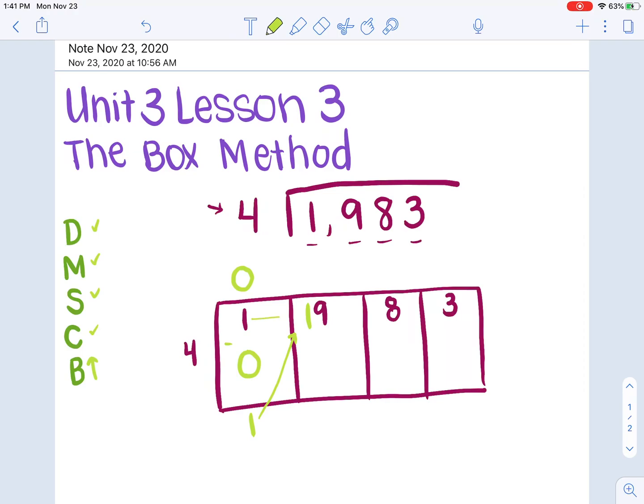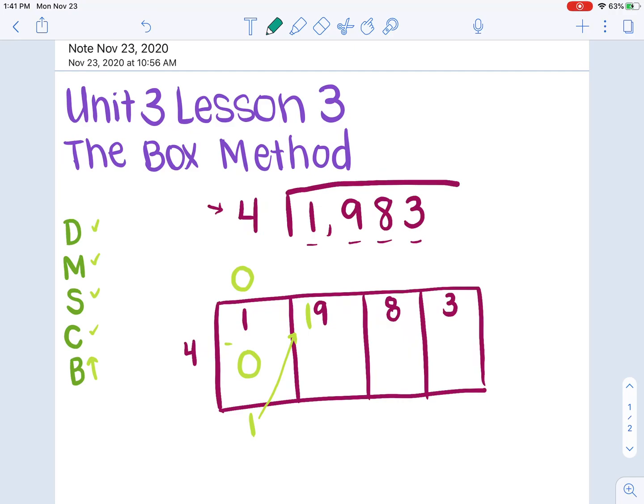Now you might notice, Mrs. Holly, can I just pop this over here if I've got a 0 without doing the subtraction? Yeah, you can, but only if it's too small and it can't be divided into 4. So only if it's smaller than 4 or whatever the divisor is, can you just pop it over there.